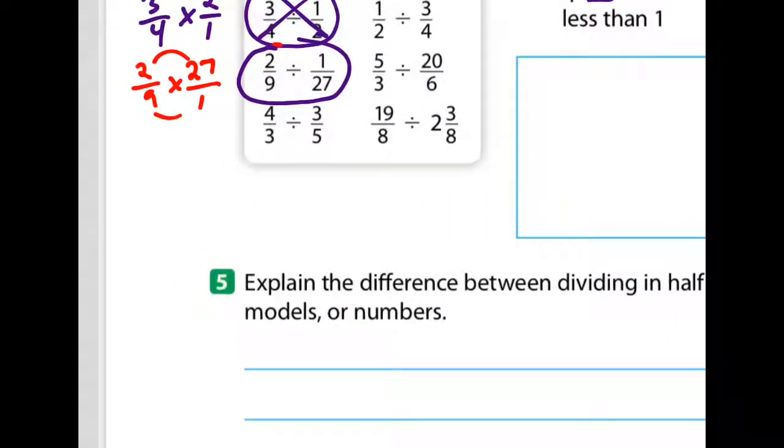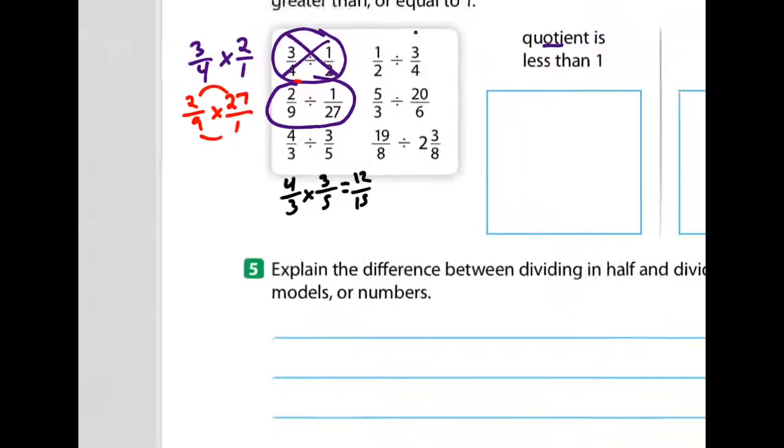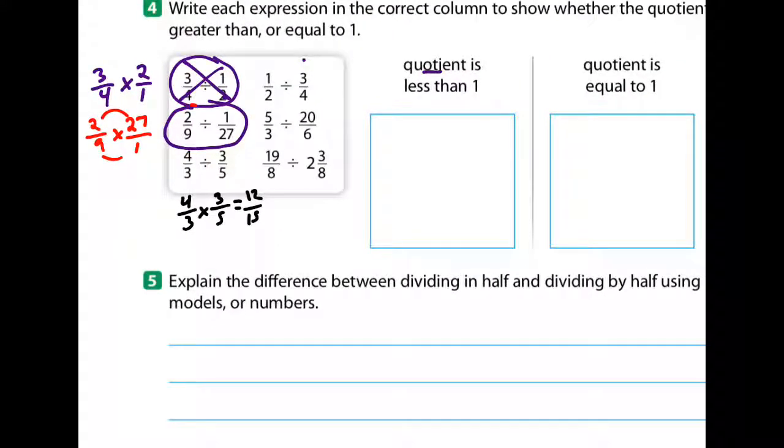So the third one, if I had 4/3 times 3/5. So I'm not sure about this one. So let me actually, that's 12, that's 15. So that's less than 1 because 12/15 is less than a whole. So 4/3 divided by 3/5 goes in that box. So that's one where I actually solved it. Maybe you didn't have to solve it.